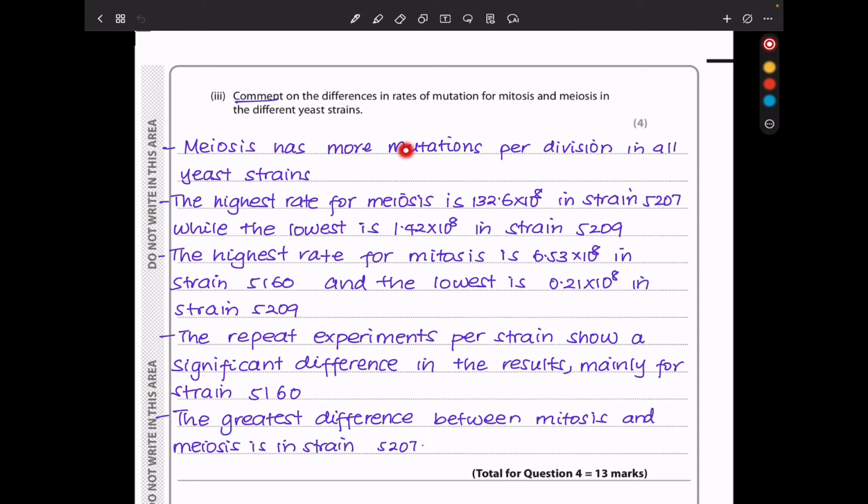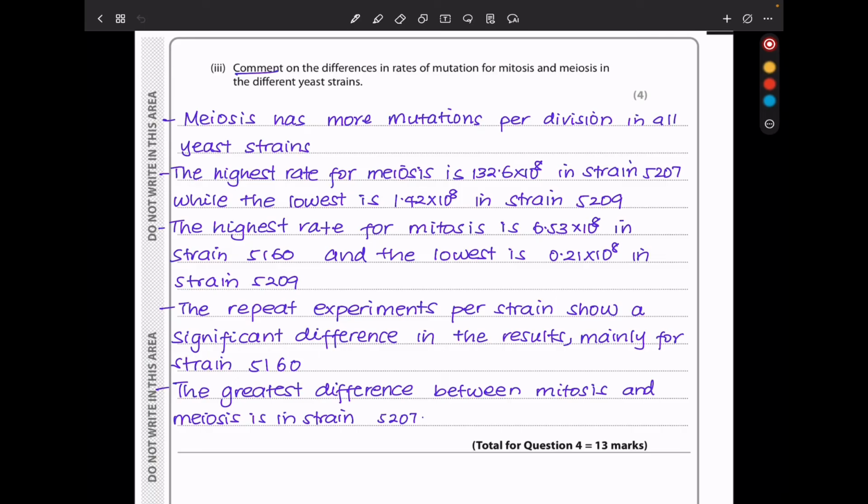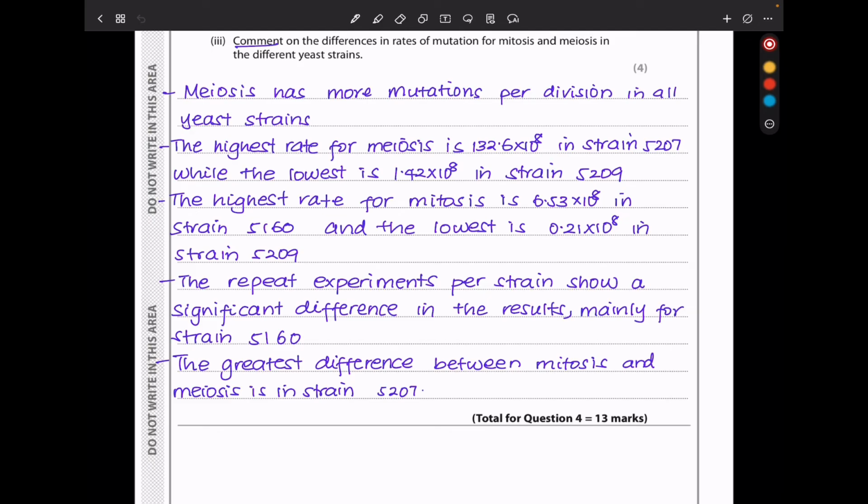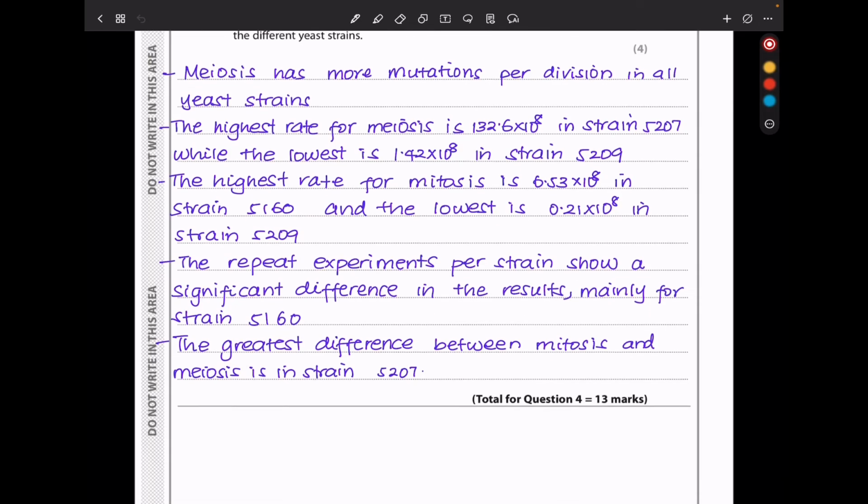I said meiosis has more mutations per division in all yeast strains. The highest rate for meiosis is 132.6 times 10 power 8 in strain 5207, while the lowest is 1.42 times 10 power 8 in strain 5209. The highest for mitosis is 6.53 times 10 power 8 in strain 5160, and the lowest is 0.21 times 10 power 8 in strain 5209. The repeat experiment per strain shows a significant difference in the results, mainly for strain 5160.